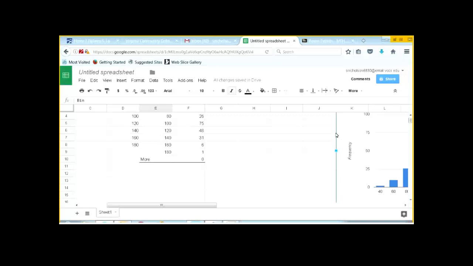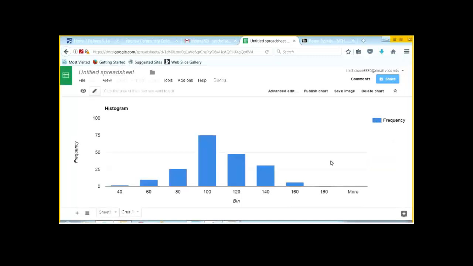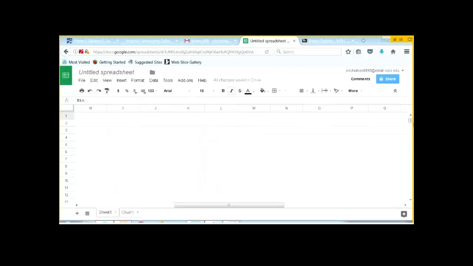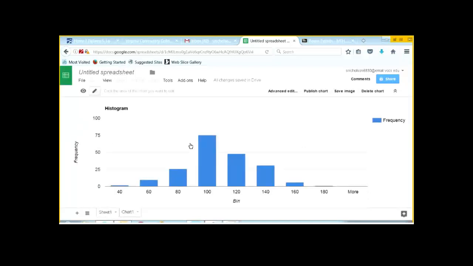Now, what I'm going to do is put this on a separate page. So let me just move this in view. If you click on this little upper right-hand corner, I can move the graph to its own sheet. That way I can see it better. So that's my histogram. That's my frequency distribution. And notice that the chart does have labels.